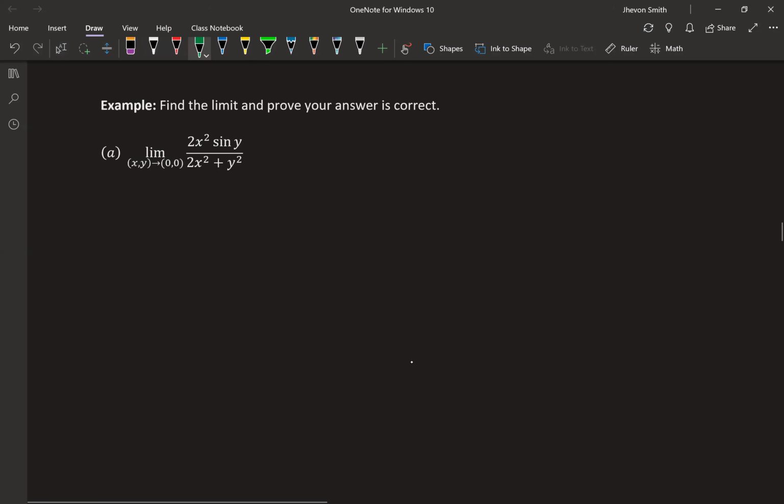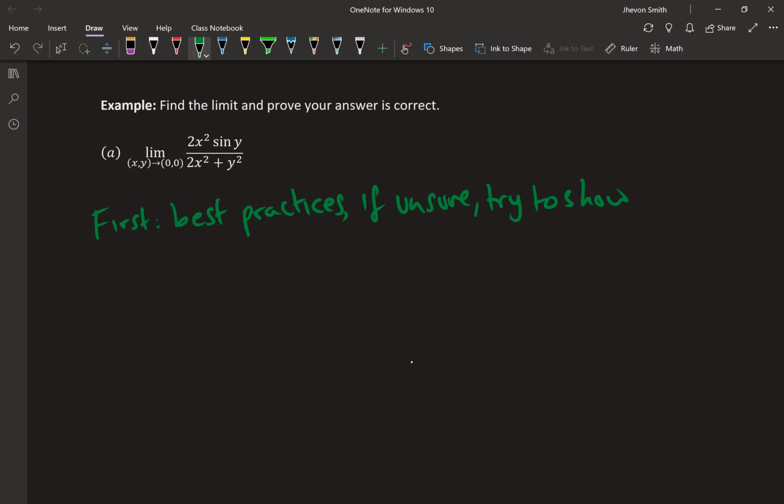So first, best practices. If unsure, try to show it does not exist first. Okay, so let's check if it does not exist. All right, Abdul Rahman, on top of it. How would you check? Tell me how you would check if this does not exist. Right, x equals 0 is an obvious path, so go along x equals 0. It's clear here the limit would be 0 because you get 0 over y squared.